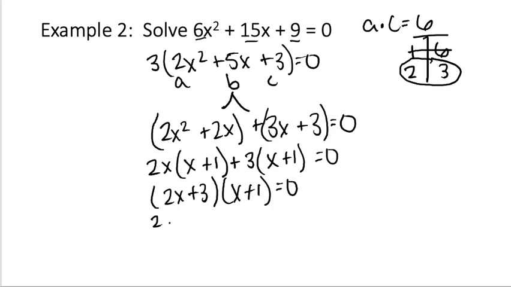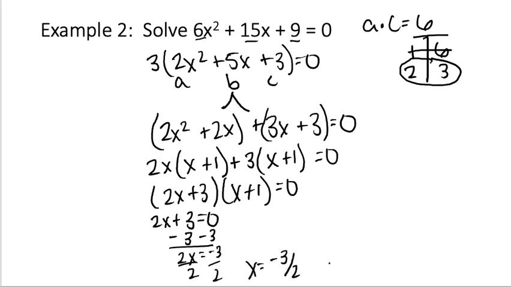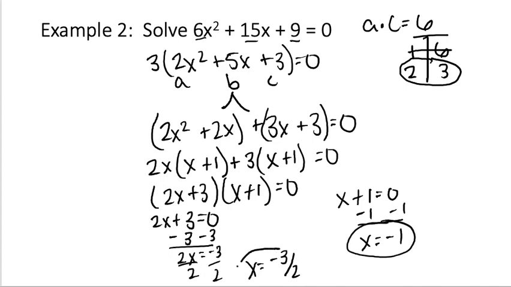I set each of these equal to 0, so 2x plus 3 equals 0. Solve for x, so I'll subtract 3 from both sides. We get 2x equals negative 3. Divide by 2, so x is going to equal negative 3 halves. My other factor is x plus 1 is equal to 0. So subtract 1 from both sides and we get x equals negative 1. So my two solutions are x equals negative 1 and x equals negative 3 halves.